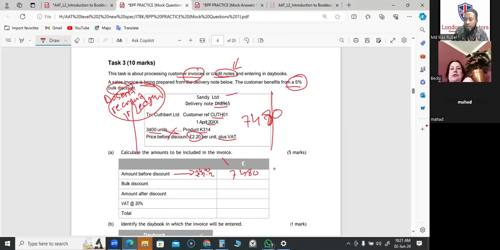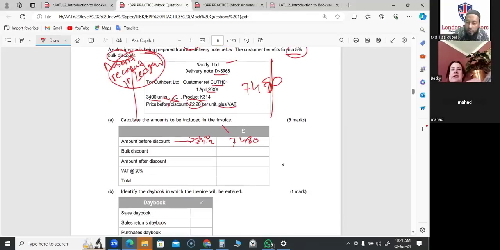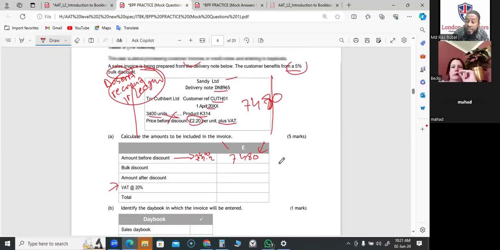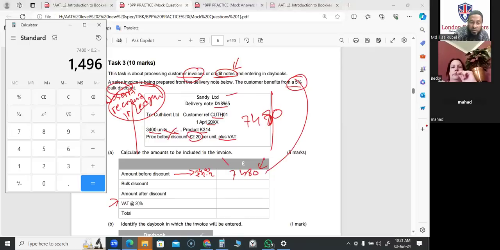I was just checking whether it was the net amount before discount or the gross amount before discount. Of course, I've just seen the VAT further down, so it's definitely the net amount. This is the total, because VAT is going to come later on. In terms of VAT, this is excluding VAT, so it's net. But from that, we take away the bulk discount of 5%. So what is 5% of 7,480? 7,480 times 0.05.